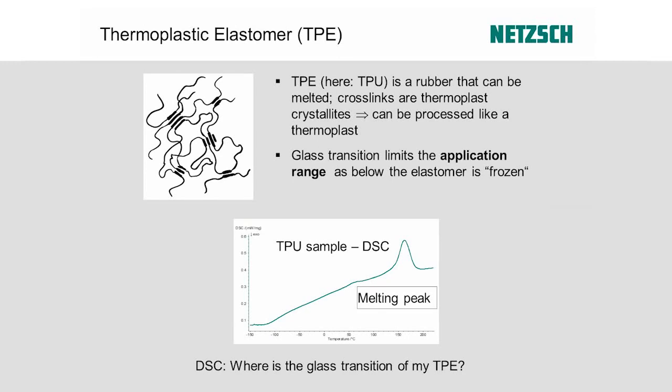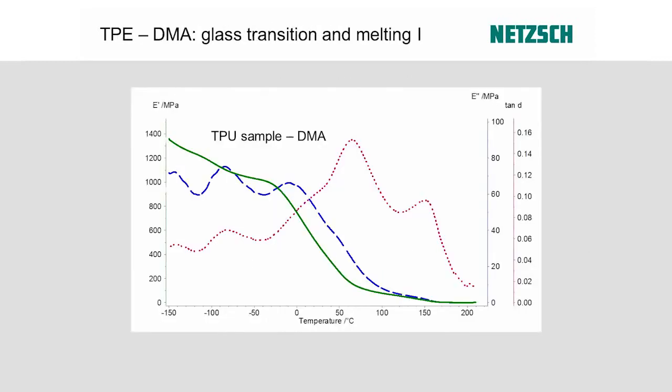polymer? The picture is somewhat different if I look at it in a DMA. It's exactly the same sample. What you see here now is the DMA measurement. You can see in the green curve the storage modulus of the sample. In blue you can see the loss modulus, and in red the tan delta curve, the loss factor, as a function of temperature from minus 150 to about 210 degrees. So question again, where's my glass transition?